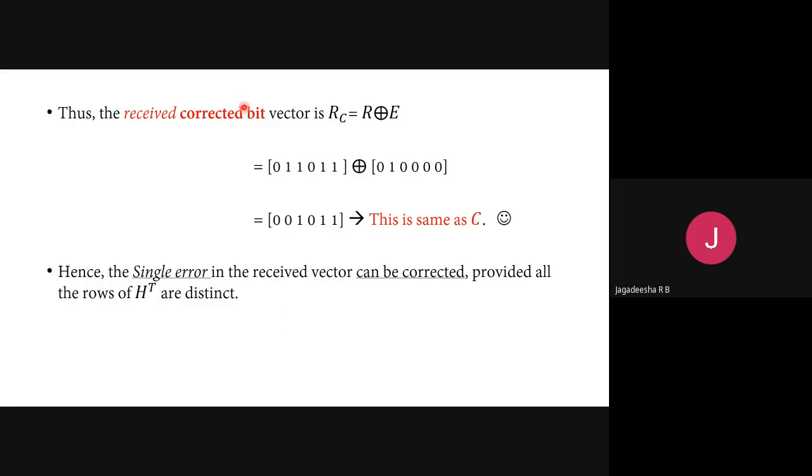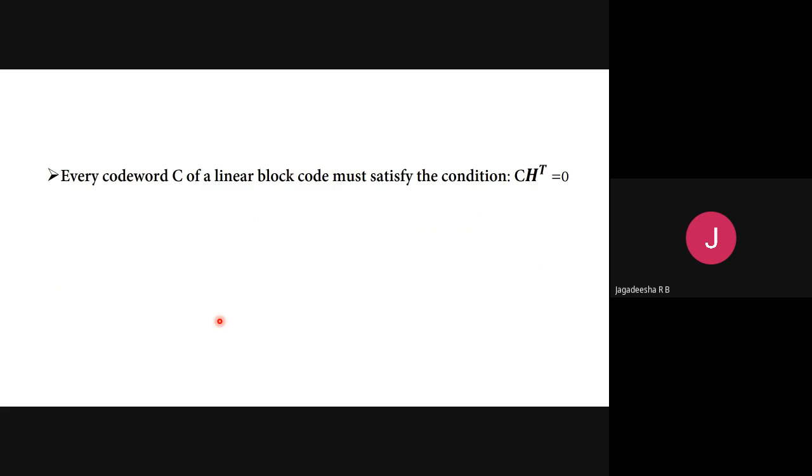Because in this theory, not only in this example, in general, we have some special properties we observe. One proof I had left in the previous discussion is that C multiplied by H transpose becomes 0. I said I will solve it in the next lectures. Maybe I think I have that now. So this is one special property of linear block codes. Every code word C of a linear block code must satisfy this condition.